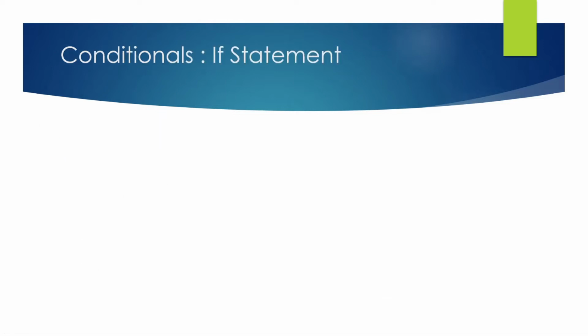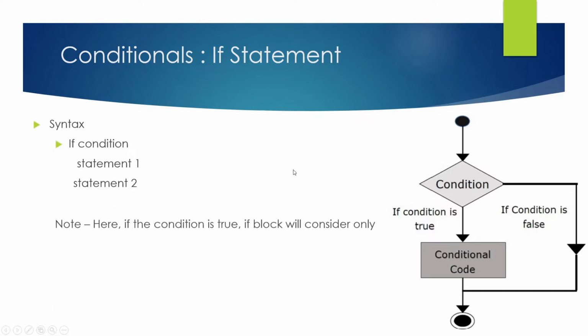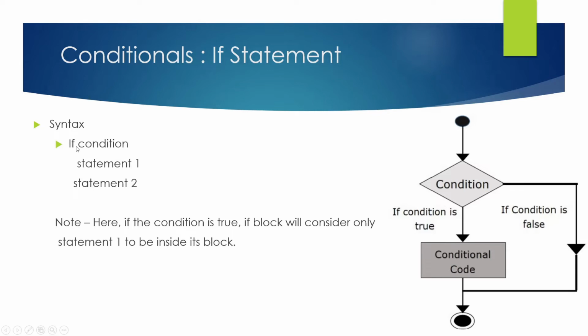Let's move to the conditional, and the first would be the if statement. You can see on my right that we have a flowchart for it, and let's try to understand it through the syntax. If the condition gets fulfilled, then statement 1 will be executed, and if it does not, then statement 2 will be executed. Now let us compare this. When the flow comes from here, the control goes over the condition. If the condition is true, the conditional code, which is statement 1, will get executed. Otherwise, if the condition is false, it will go over here and the code will end.